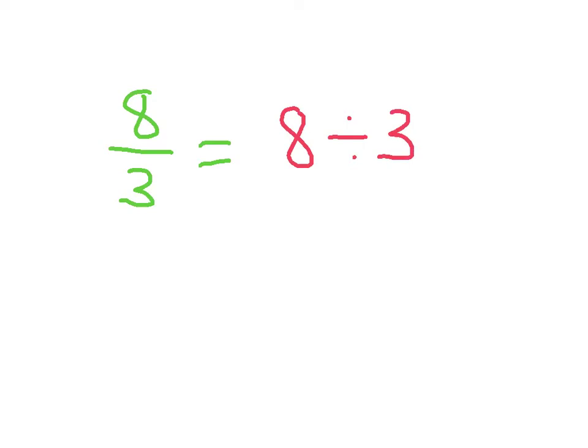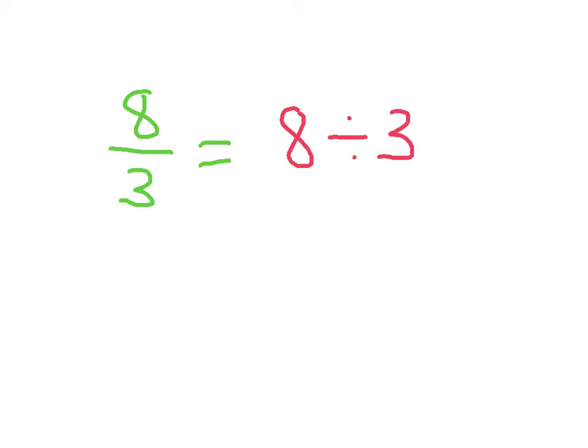So, for example, we could have the fraction 8 over 3. We need to remember that the top number is the numerator, and the bottom number is the denominator of a fraction. Now, when you're converting an improper fraction to a mixed numeral, you can think of 8 over 3 as being the same as 8 divided by 3. Even though they're written differently, they actually mean the exact same thing.